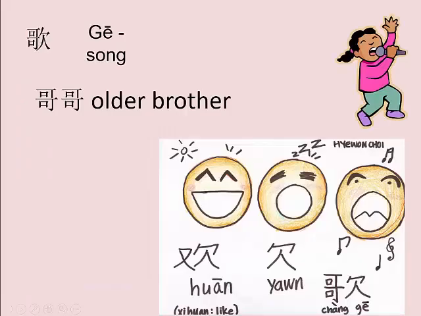The next character is ge, song. It combines the character ge ge, older brother, which is the sound, ge, and the yawn radical. Now we've seen the yawn radical before in characters like xi huan, and yawn indicates that you've opened your mouth really wide. And in xi huan, that's to remind you that you've smiled really big. Or in changge, it's because you've opened your mouth really wide to sing the song.